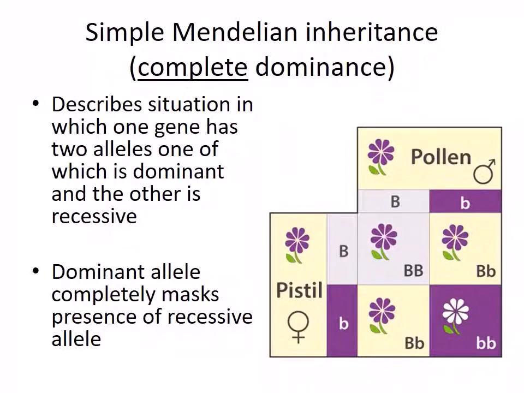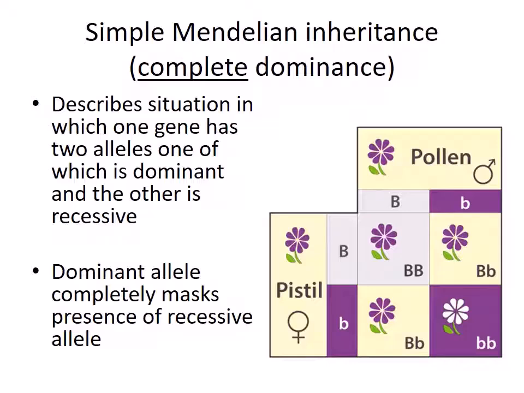So complete dominance, or simple Mendelian inheritance, describes a situation in which one gene has 2 alleles and one is dominant and the other is recessive. So the dominant allele will completely mask the presence of a recessive allele. In our example here, we've got a male plant that's heterozygous and a female plant that's heterozygous. The pollen could produce sperm with either big B or little b, and really it's not the pistil, but anyhow, the female gametophyte generation could produce eggs that are either big B or little b.